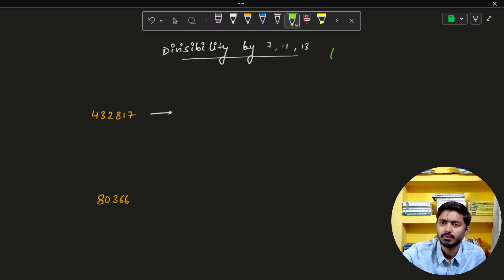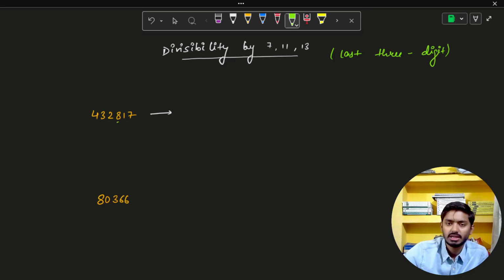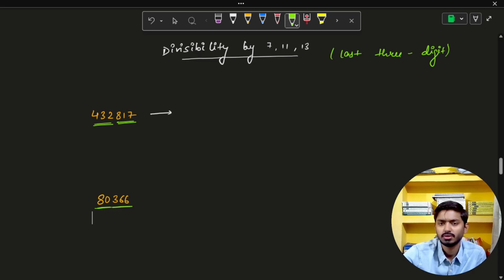In this method, we are going to use the last 3 digits. So we take the last 3 digits, and then we again take the next 3 digits. If over here there are only 5 digits, we take the last 3 digits and then we take the remaining 2 digits. Similar goes for this one.